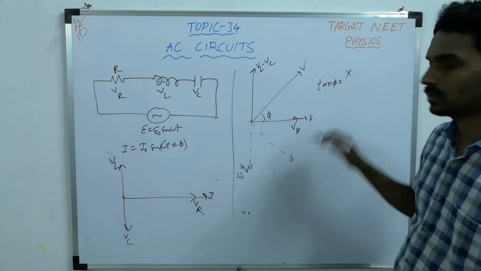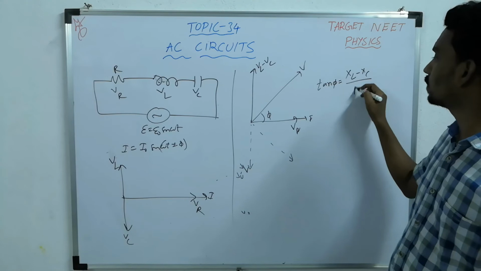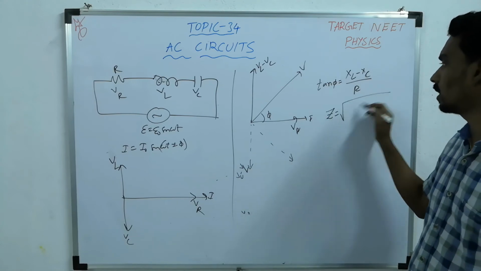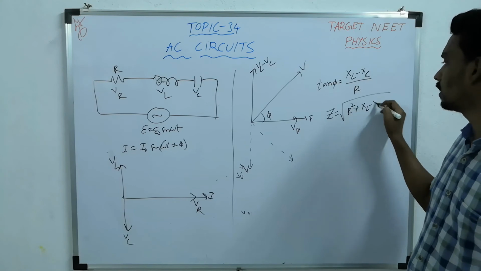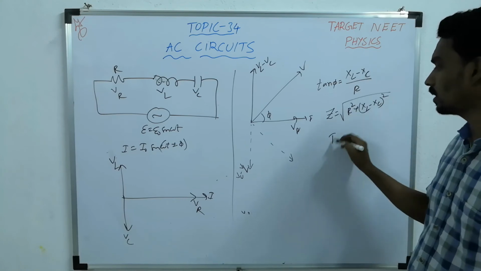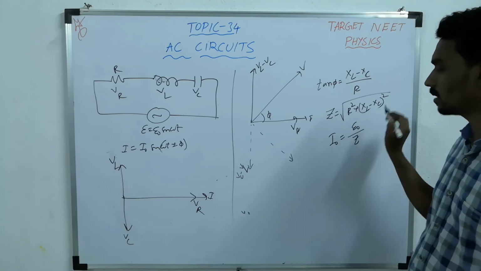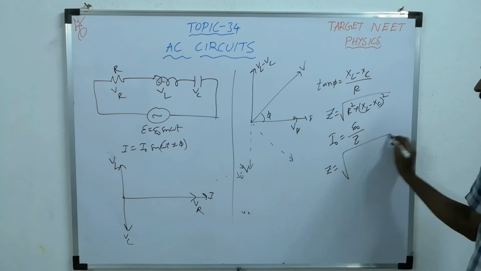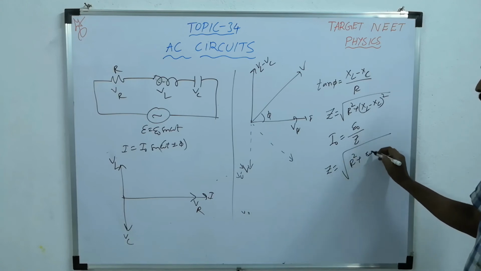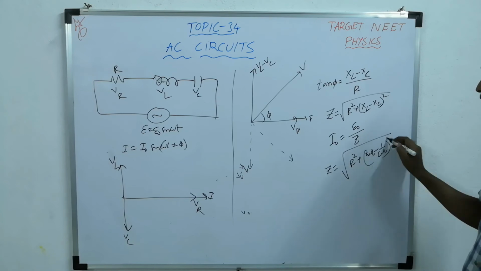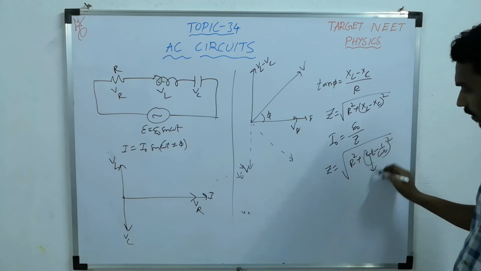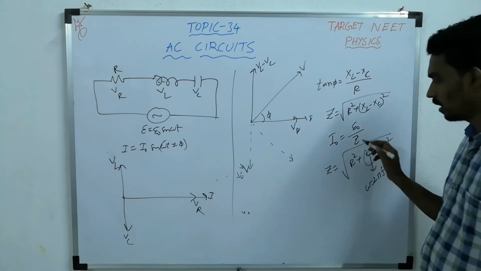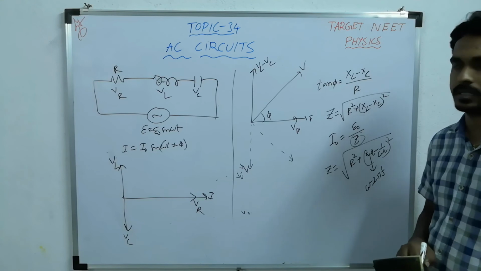or directly, as I said, reactance by resistance, XL minus XC by R. And what is the impedance? Resultant of resistance and reactance. Then what is the current amplitude? Epsilon naught by Z. Now here Z is under root R square plus omega L minus omega C whole square. If you change the frequency, then Z changes. As Z changes, I naught changes.